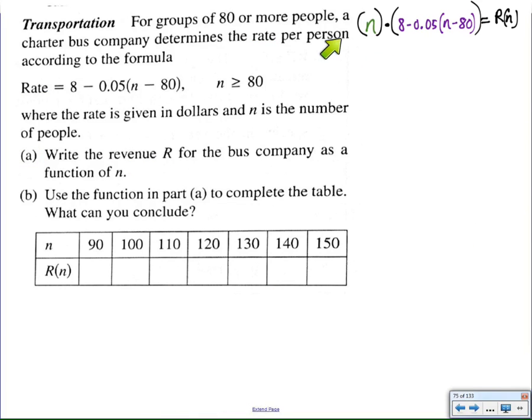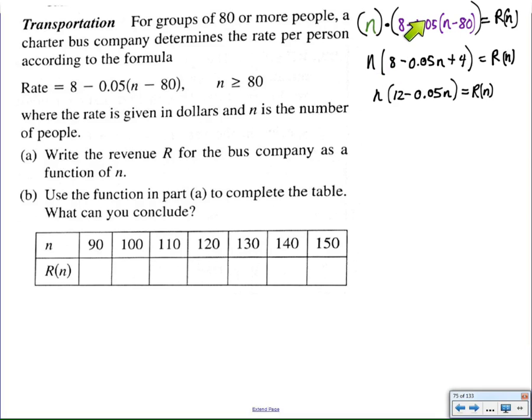Now recall, this is the formula for revenue, but it does look a little clunky. So I had an Algebra 1 class before. I'm going to use my Algebra 1 skills to clean this up. The first thing I recognize is I can distribute the 0.05 into the n minus 80 to get negative 0.05n plus 4, which simplifies: 8 plus 4 is 12. So now we take the number of people times 12 minus a nickel times the number of people. Distribute the n, and we have a clean equation: 12 times the number of people, subtract the number of people squared times 0.05. Then all of a sudden we have the total amount of revenue.